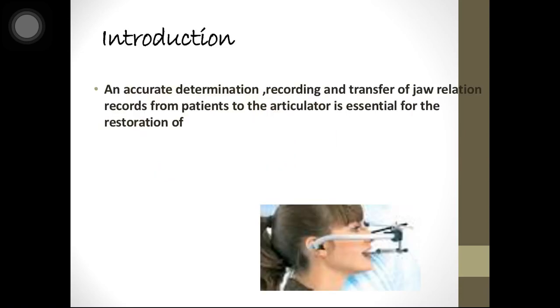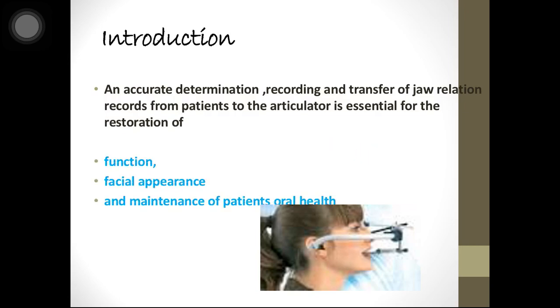Basically, the orientation jaw relation is an accurate determination, recording and transfer of jaw relation records from patient to the articulator, which is essential for the restoration of teeth. There are restoration of function, restoration of aesthetics, and restoration or maintenance of patient's oral health.